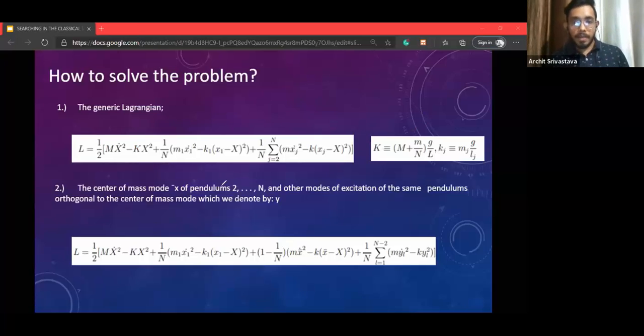Now we come to the next step of the equation. Here we assign a variable y across the mass mode of the whole system, and this is done to simplify the equation, so that it becomes more feasible for getting to the solution.